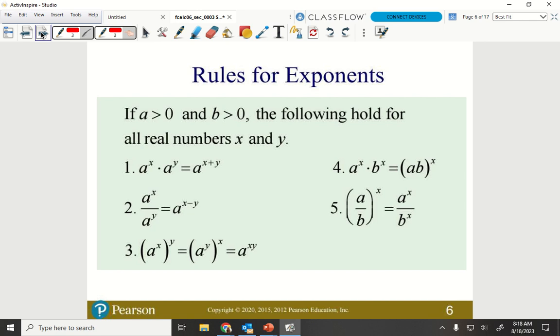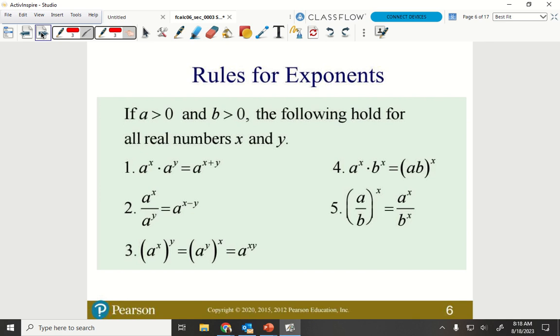If I'm multiplying, I add the exponents. This is going to be key for a lot of the stuff we're doing later on. Same base. If I divide them, I subtract my exponents. Right here, I have a to the x raised to the y. I would multiply the x and y.